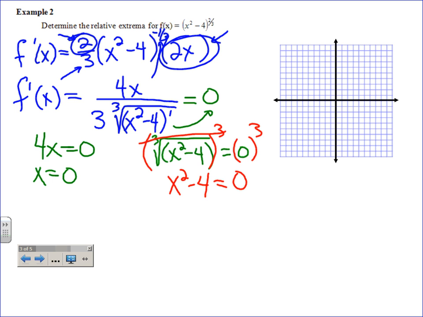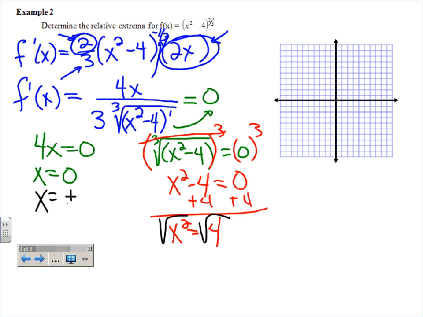And so you could either do difference of 2 squares factoring, that'd be a long version, or you could just add 4 to the other side. x squared equals 4. Square root. Yep, positive or negative 2. Are there any questions of how I arrived at 0, positive 2, and negative 2 as critical values? Yes?